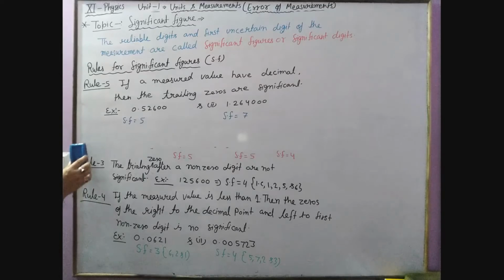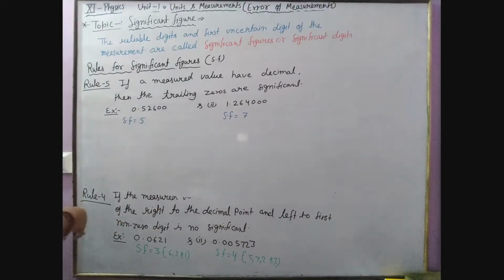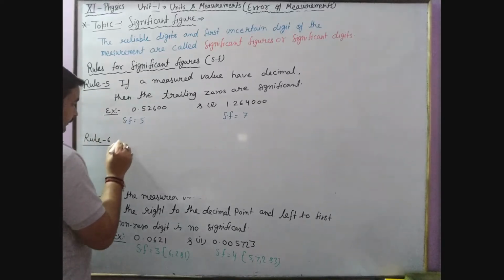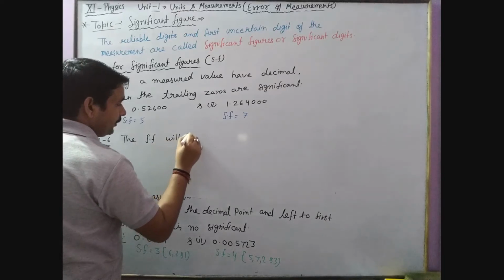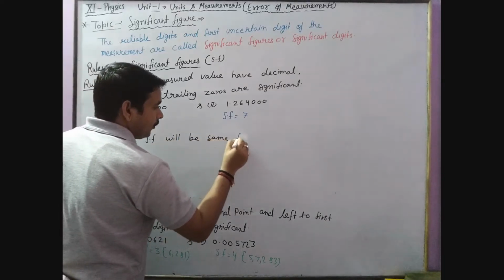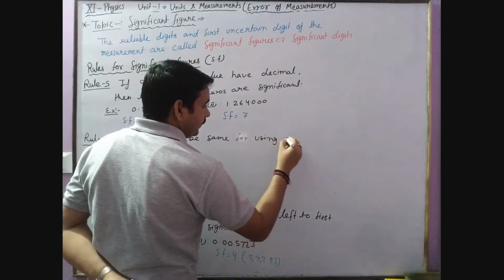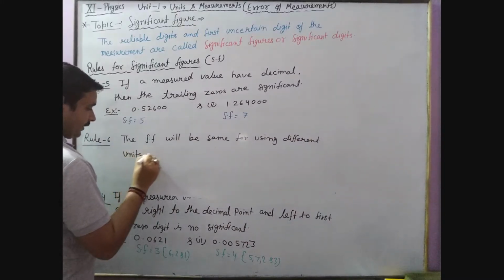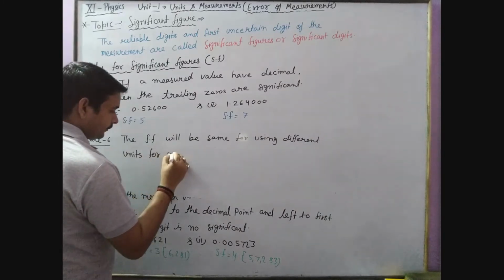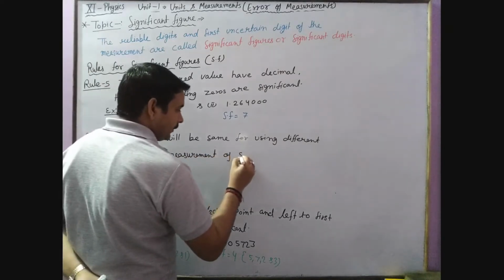And the last rule is important. Rule number 6, the significant figure will be seen for using different units for measurement of the same physical quantity.